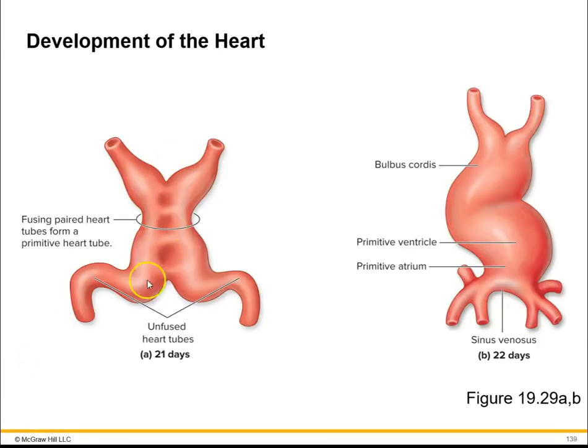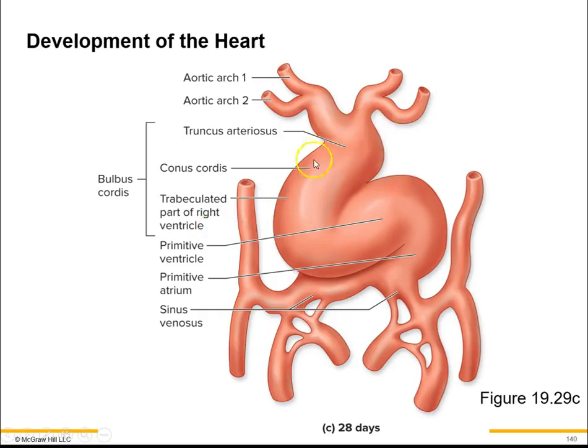Here are those pair of heart tubes. They're beginning to fuse here around about 21 days. Here you can see about the 22nd day, the expansions beginning. So you've got the bulbus cordis, the primitive ventricle, the primitive atrium, the sinus venosus. Here it is continuing to fold down on itself, and those expansions continuing to differentiate. And so now we have the truncus arteriosus, the conus cordis, and the trabeculated part of the right ventricle. This all makes up the bulbus cordis. Here's the primitive ventricle, here's the primitive atrium, and again the sinus venosus.